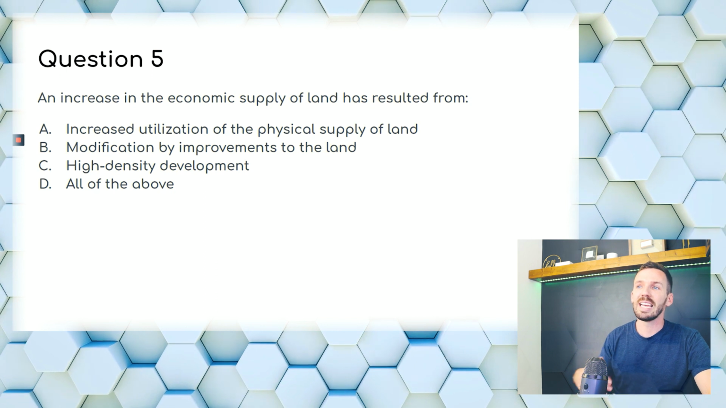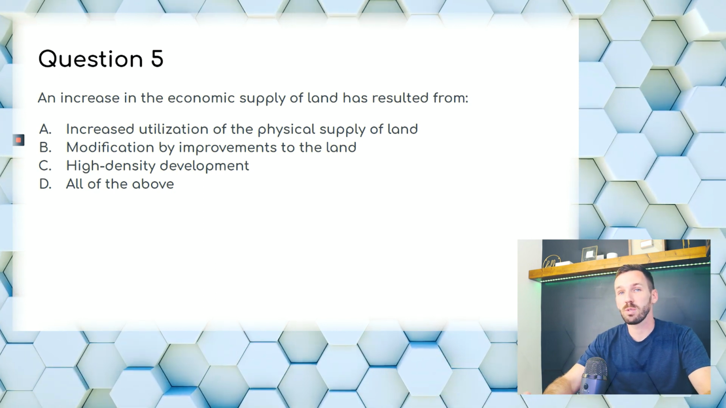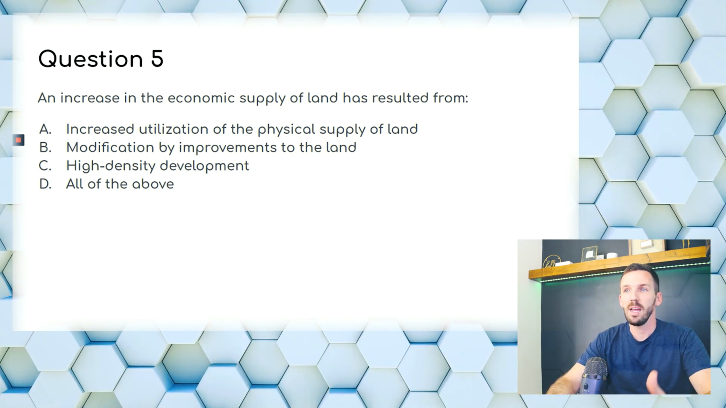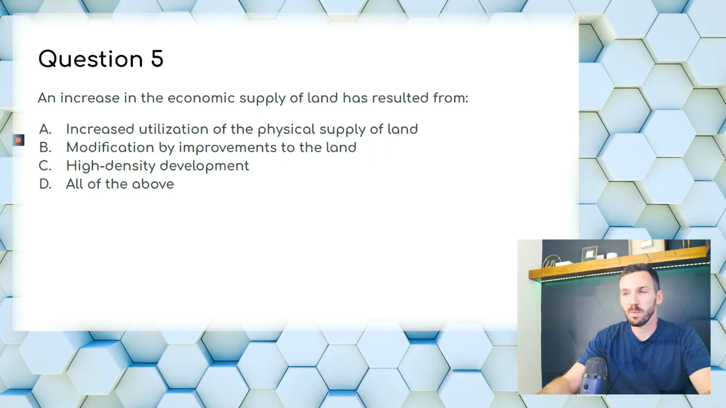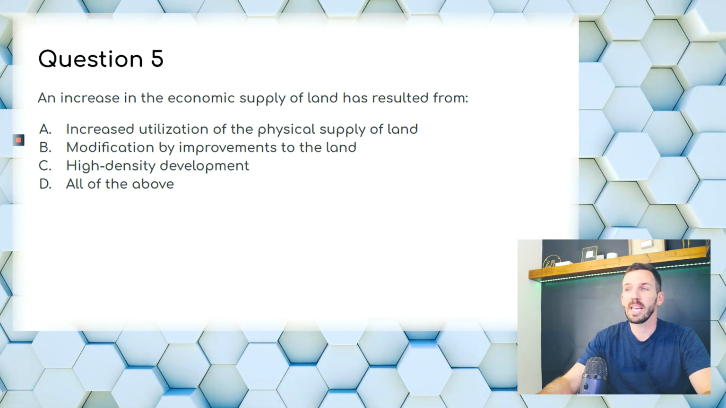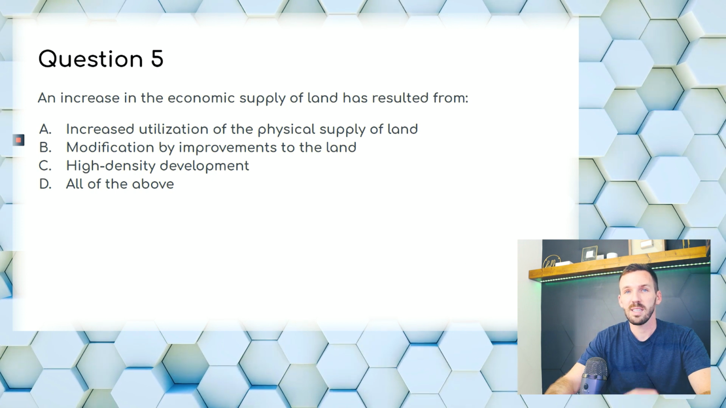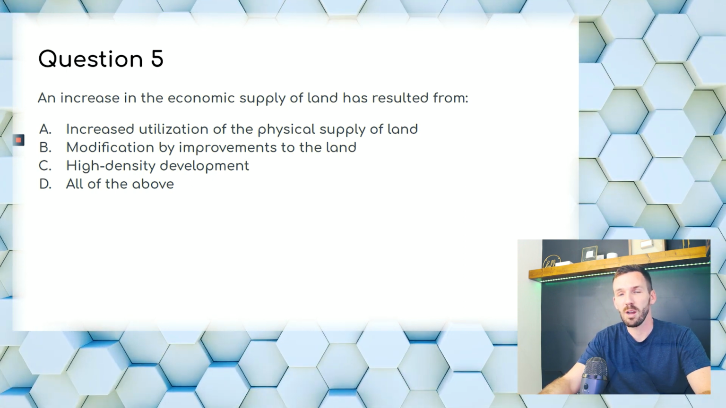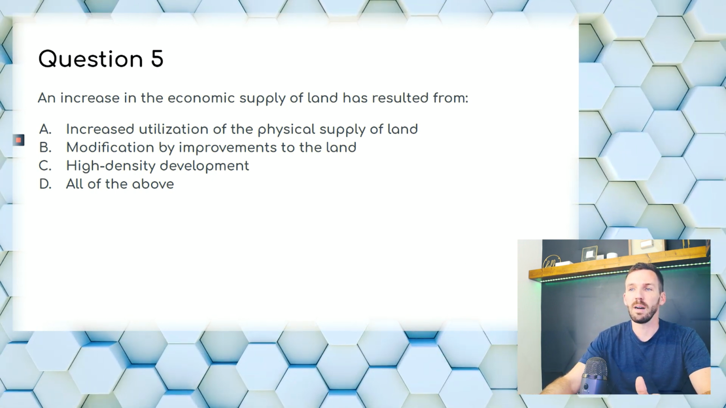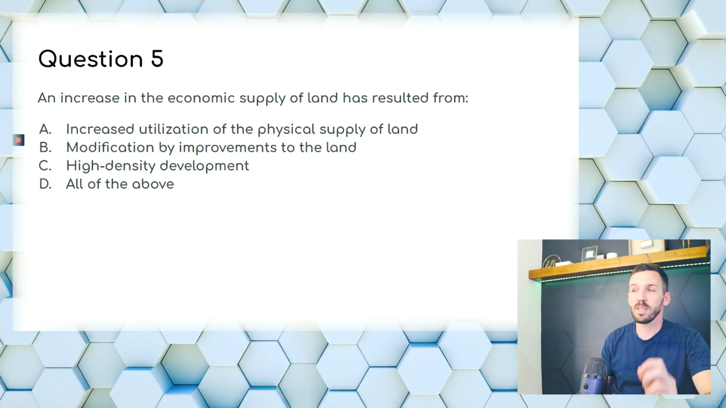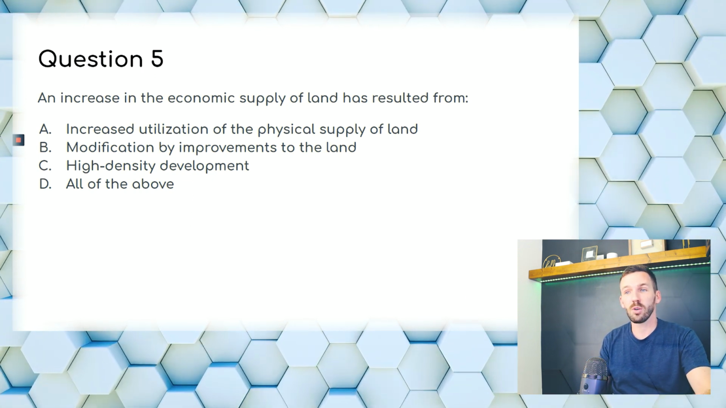Question 5. An increase in the economic supply of land has resulted from A. Increased utilization of physical supply of land, B. Modification by improvements to the land, C. High density development, or D. All of the above. So this is asking what is making the number of houses being built increase.